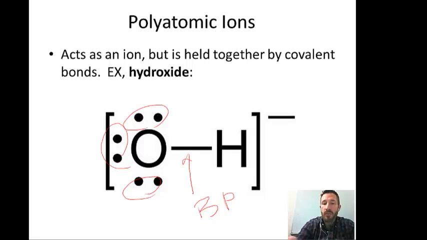So to represent that distribution of that charge throughout the entire particle, we put brackets, and the negative charge goes outside the bracket to show that it's not just with the hydrogen, it's not with the oxygen, it's equally surrounded.